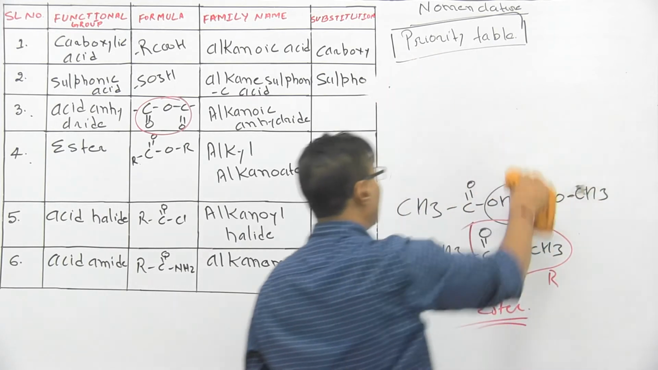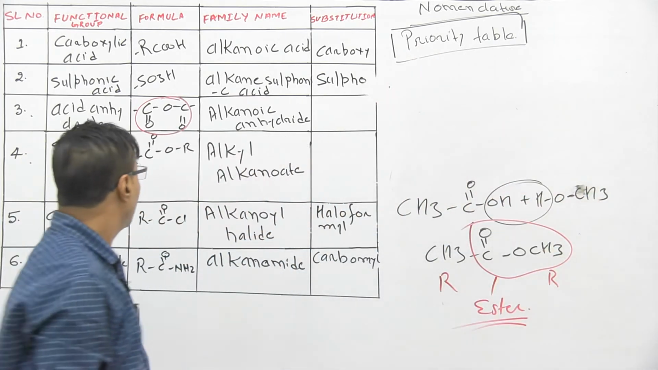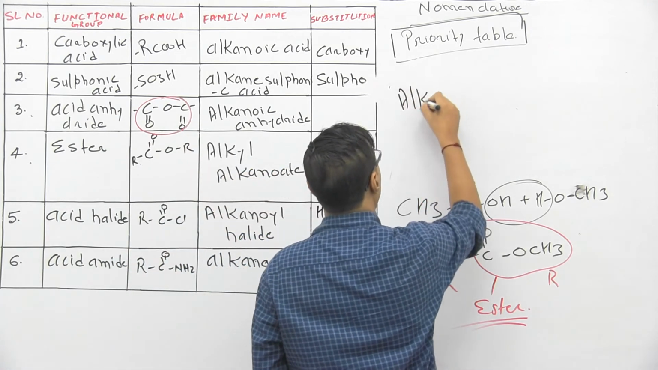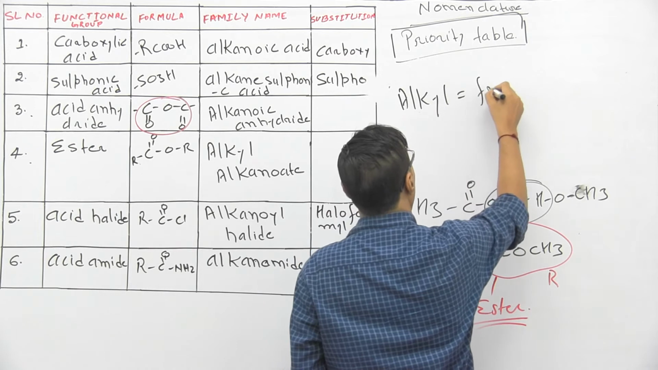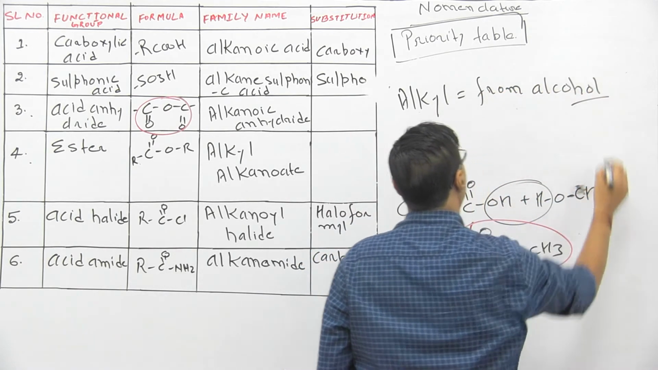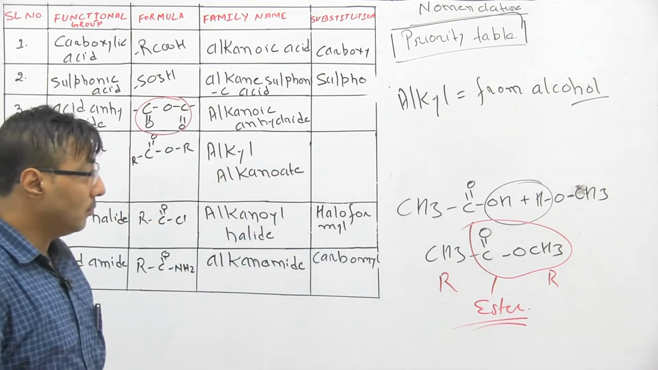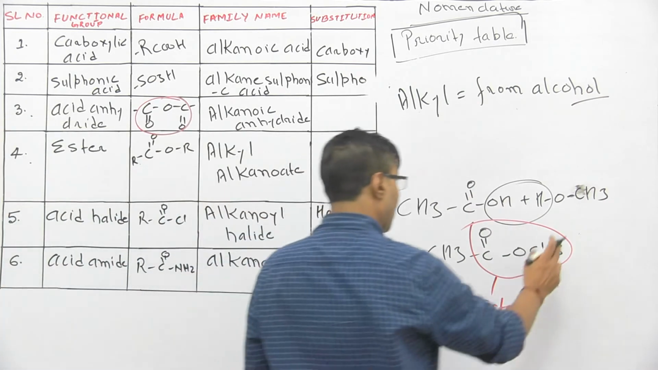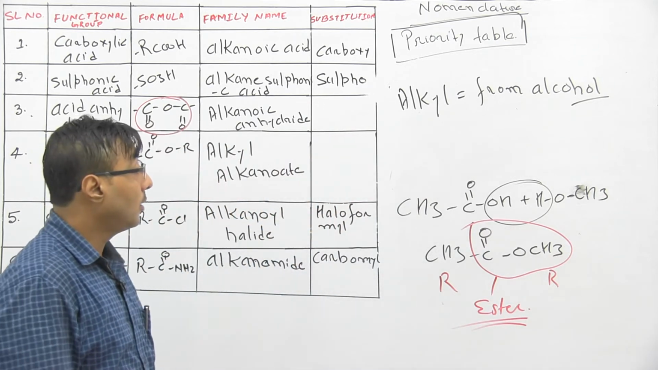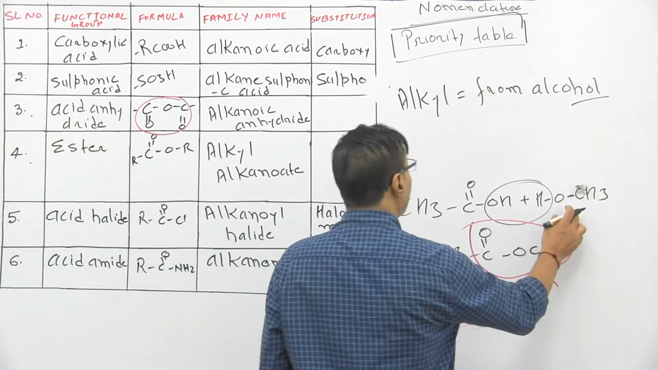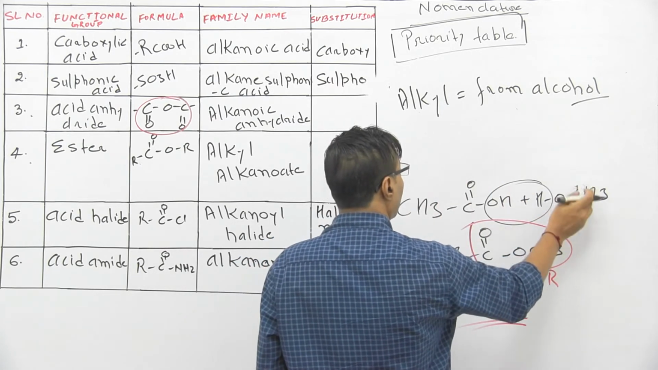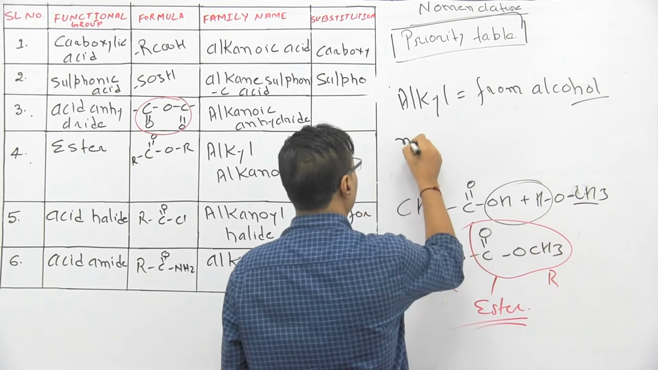So we take the alkyl. It is written alkyl alkanate. Alkyl from alcohol. So which alcohol is used here? Methyl. So in this alcohol, how many carbon is there? Only one. That one carbon is known as methyl.